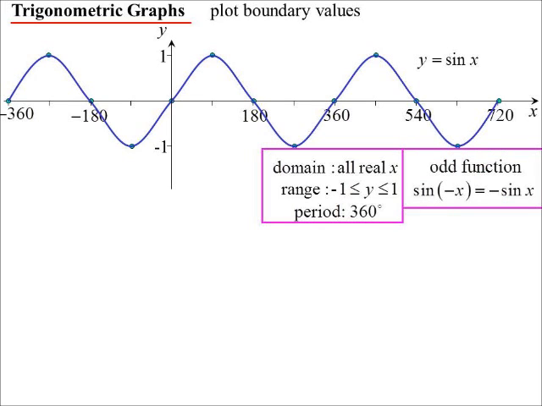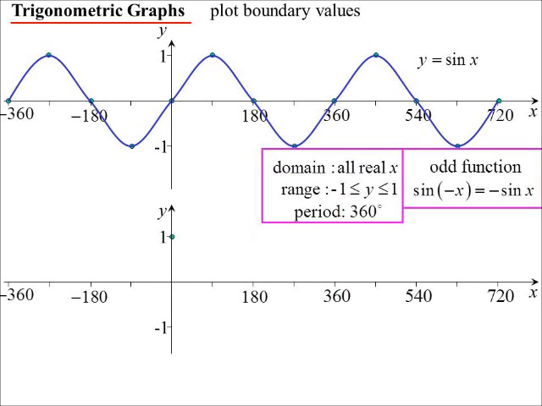Oh, it's an odd function. Look at that, it's got rotational symmetry. Spin it 180 degrees, you get the same shape. So that tells me sine of negative x would equal the negative of sine x. A function negative x is equal to negative of function x.